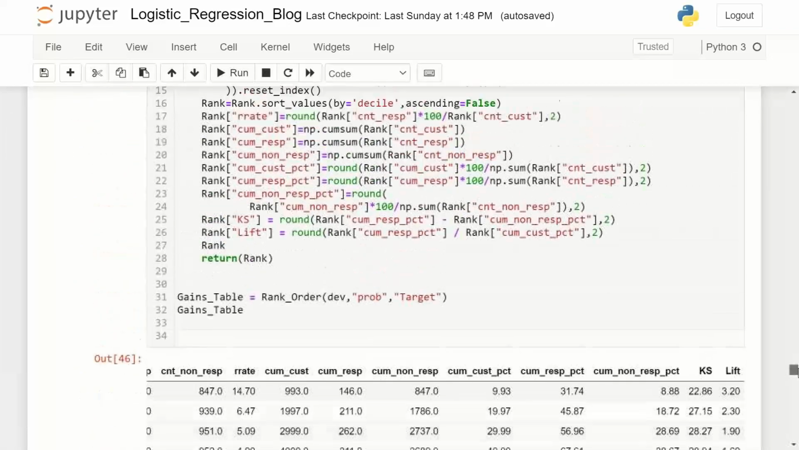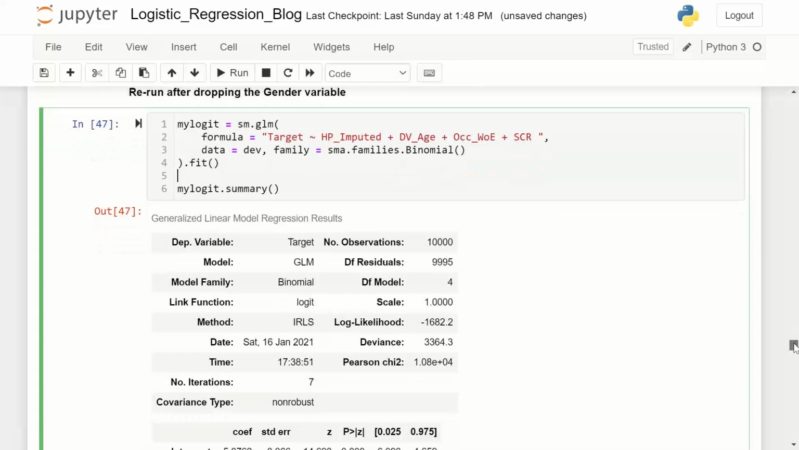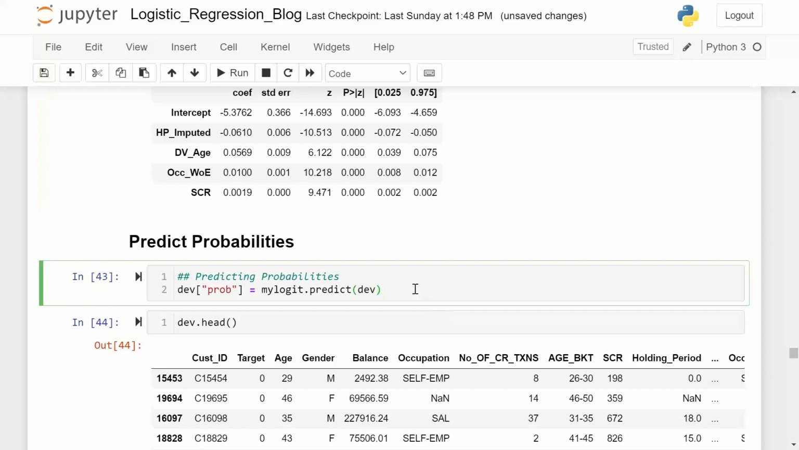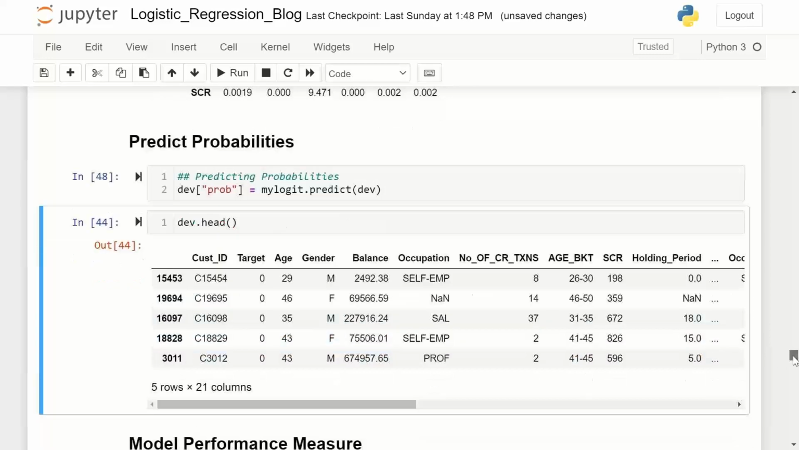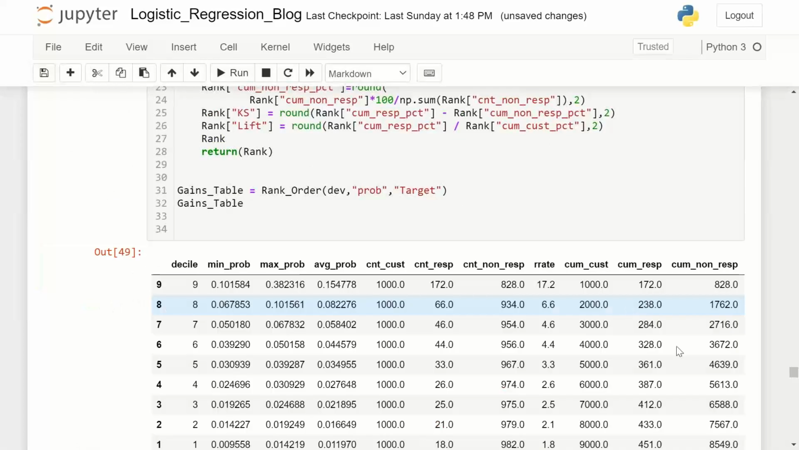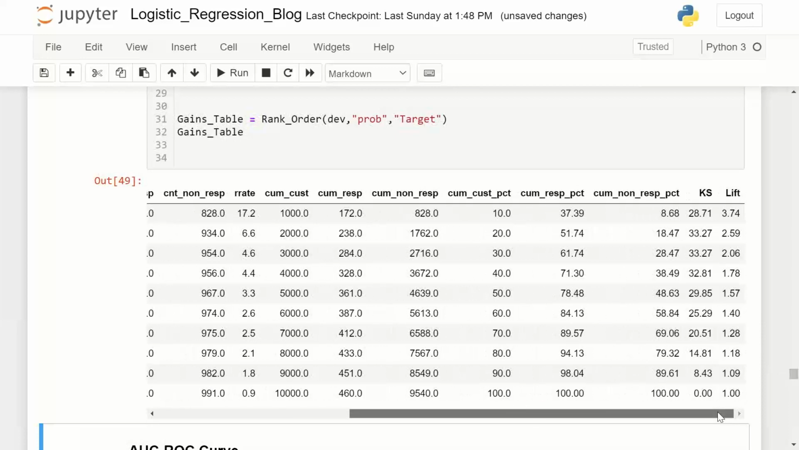Just to demonstrate whether my model improves or not, I'll add one more variable here. Score. I have rerun the regression. My logit is the new model. If you have rerun, you have to recompute the probability using the predict function. I recompute the probability. Having recomputed the probability, I'll have to once again pass it to this decile code. Okay, let us see the benefit of adding one more variable.